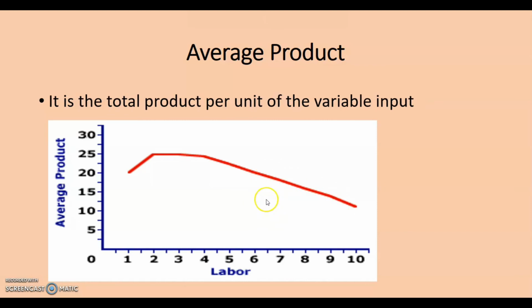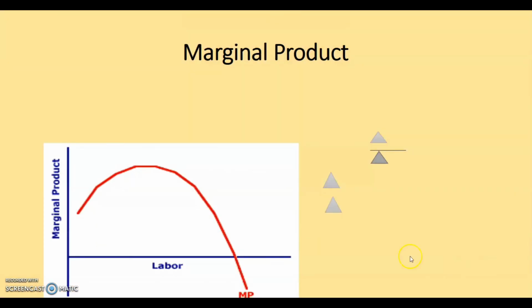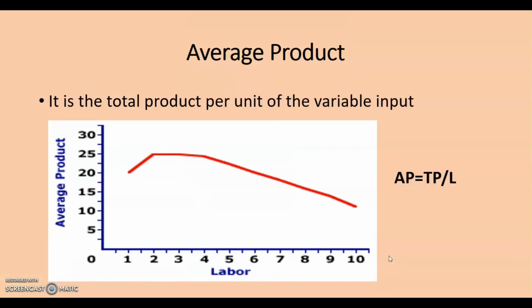Now, having seen the graphical representation, let's look at the mathematical representation of the average product. In other words, the formula used in calculating the average product. Remember, I said the average of something means half of what? The total. So the formula for calculating the average product is the total product over labor. That is what we have on your screen: TP over labor. TP represents the total product, and L is the labor. So that is the formula for calculating the average product.